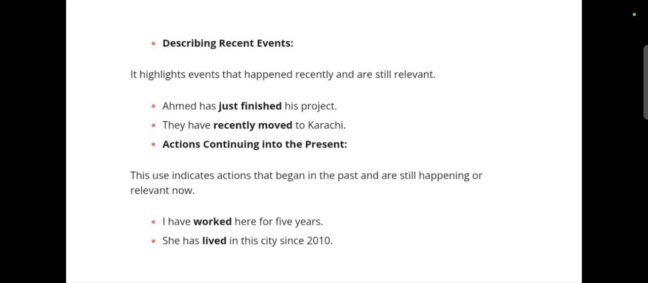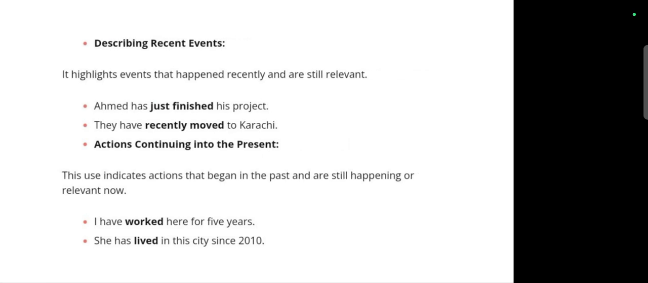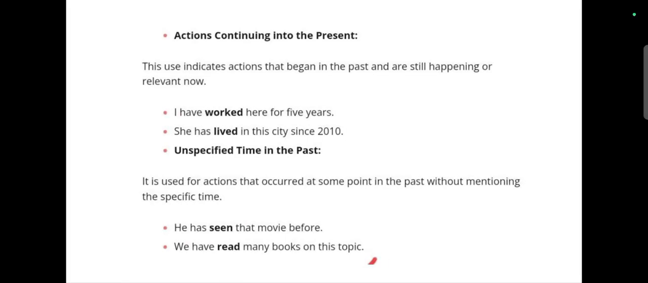For example, Ahmed has just finished his project. So this is the example of recent action, recent event. So okay, let's move on to the next. Actions continuing into the present. This is also important.